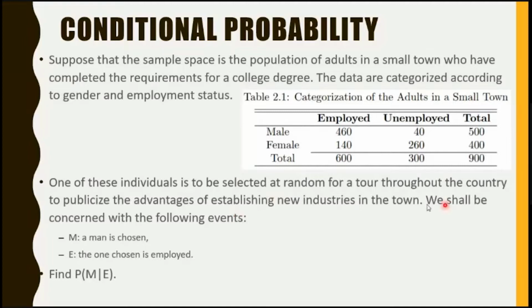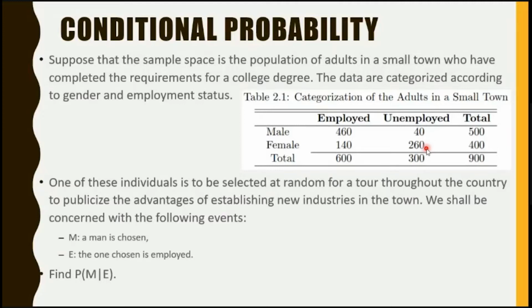We shall be concerned with the following events: a man is chosen, and the one chosen is employed. If we check our table, the columns are the employment status, employed and unemployed, and the rows are the gender. So there are 460 males that are employed and 40 which are unemployed, 140 females that are employed, and 260 that are unemployed.